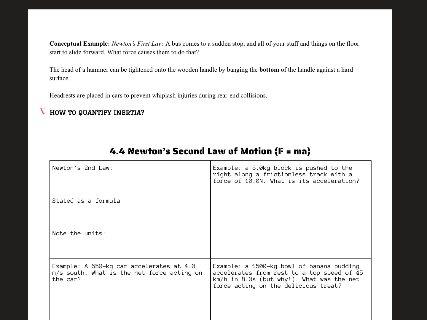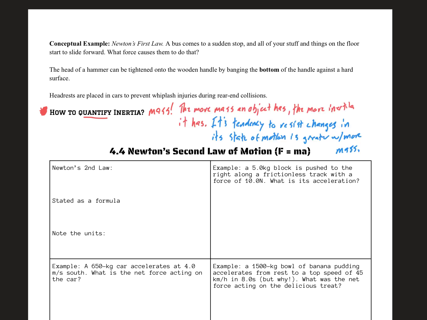One of the last things we'll talk about here is how to quantify inertia. Quantify is how to put a number to it. Well, the easiest way to say that is the object's mass. The more mass an object has, the more inertia it has.